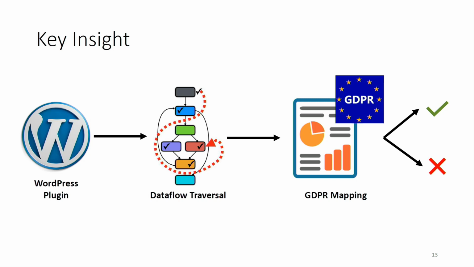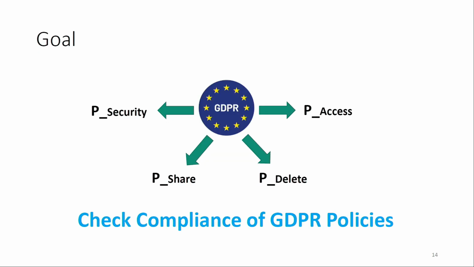So our key insight is to match the behavior of the WordPress plugin to find the representative data flows and control flows, and check whether they match a predefined set of GDPR regulations or not. If they match, then mark it as compliant, otherwise mark it as a violation. So in this work, our goal is to find the compliance of GDPR regulations across those web platforms, across those web applications.